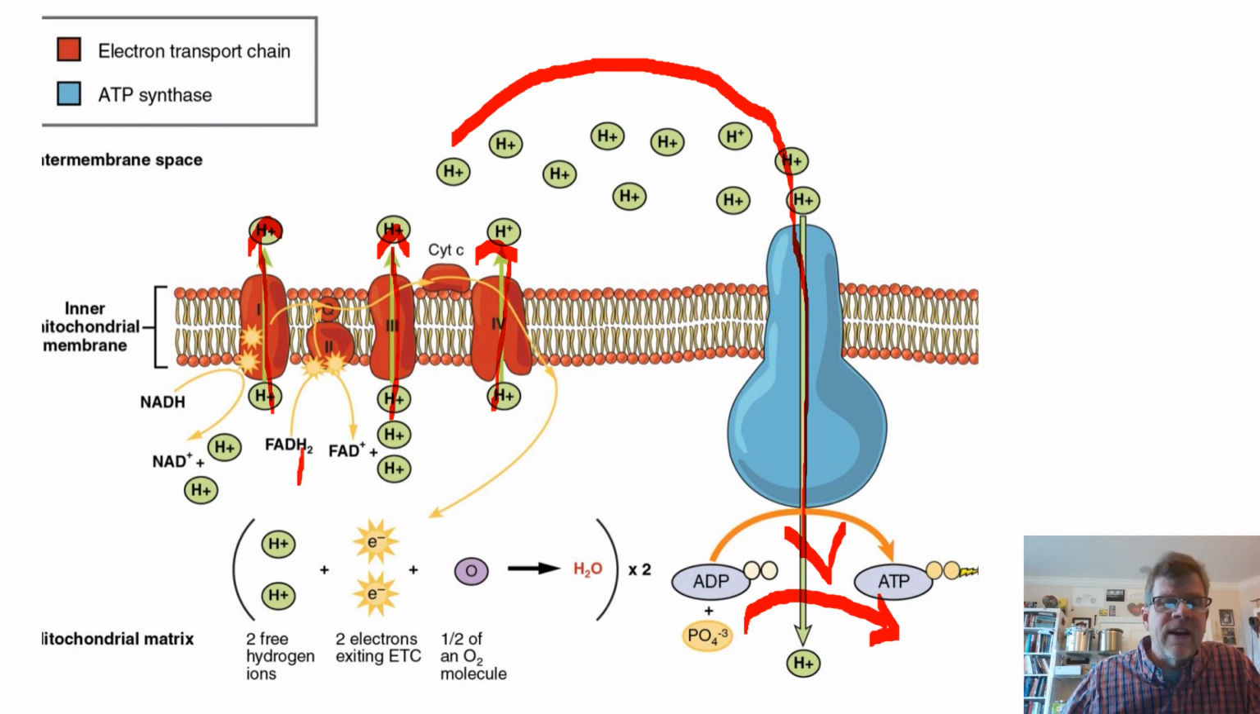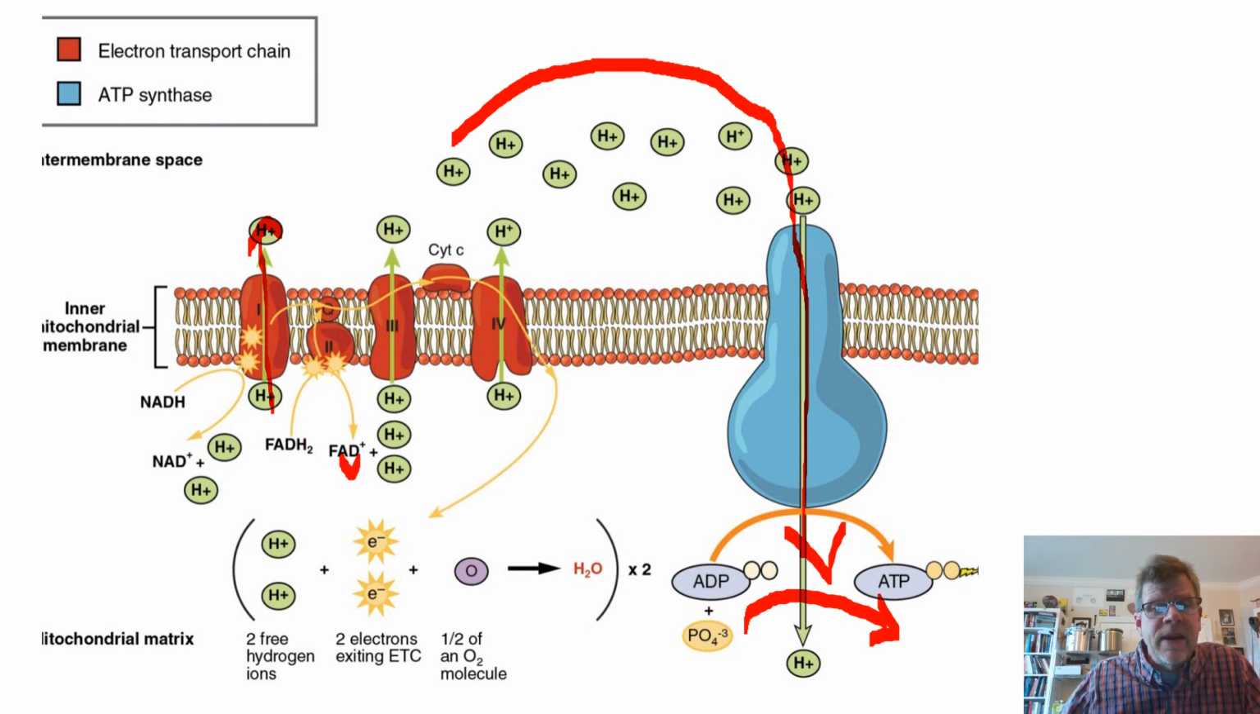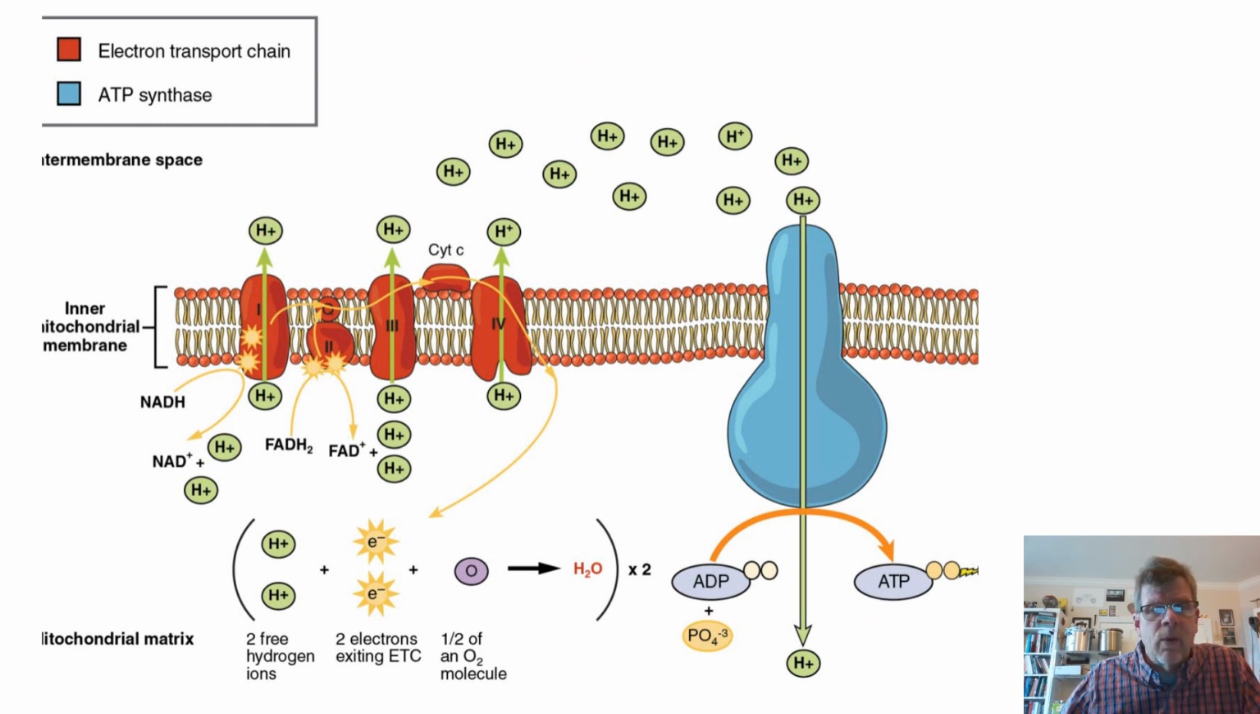Similarly with FADH2 to FAD, its electron journey can only hit 2 of those transmembrane proteins, so we get a smaller number of hydrogen ions pumped into that intermembrane space, and thus less ATP produced per FADH2 when we ultimately take a tally of things.